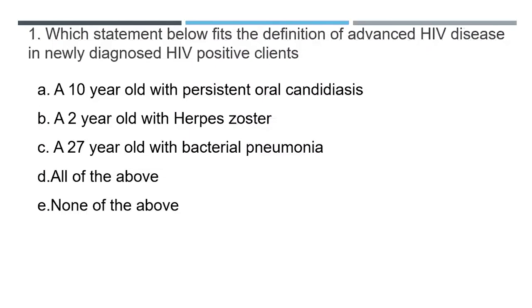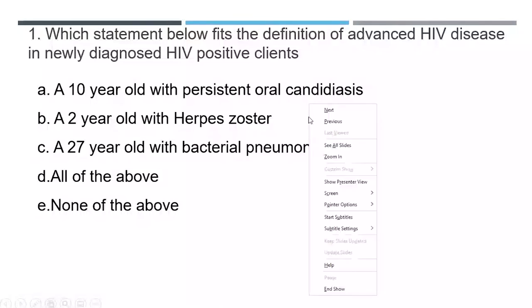So how do we determine our patients that have advanced HIV disease? In those who are older than 5 years of age, it's a CD4 less than 200 or WHO stage 3 or 4. All children under 5 years of age with HIV are considered to have advanced HIV disease. So that 2-year-old with herpes zoster diagnosed as HIV positive has advanced HIV. We do not look at stable suppressed children under 5 years of age on ART as having advanced HIV.